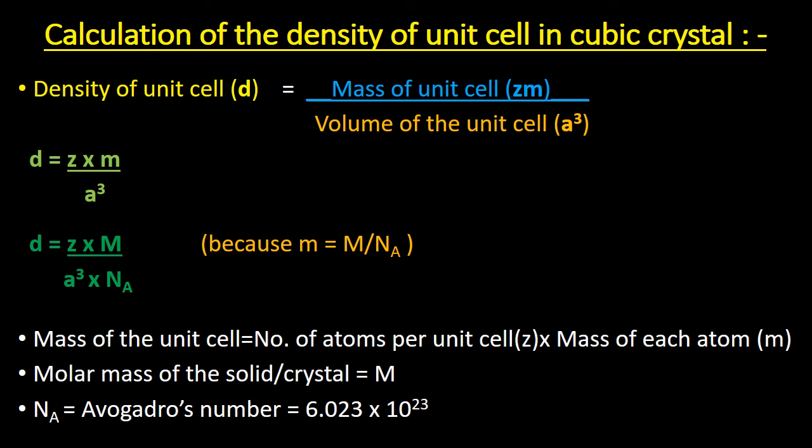Here mass of the unit cell is equal to number of atoms per unit cell, that is Z, into mass of each atom, that is small m. Molar mass of the solid or crystal is equal to capital M. Na is the Avogadro's number, that is 6.023 into 10 to the power 23. By using this formula, we can calculate density of a unit cell.